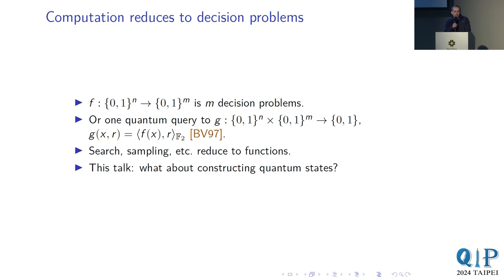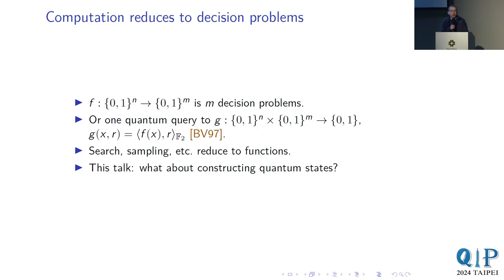Or we can actually do this slightly better in the quantum world. With only one quantum query to this function g here, you can compute f. Other problems like search problems and sampling problems all reduce to function problems, which in turn reduce to decision problems. So the general takeaway is that usually we can just talk about decision problems without loss of generality.